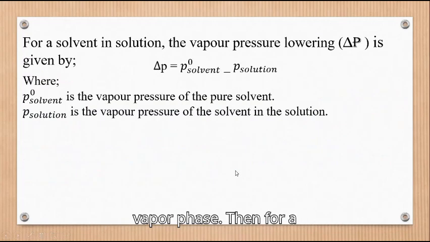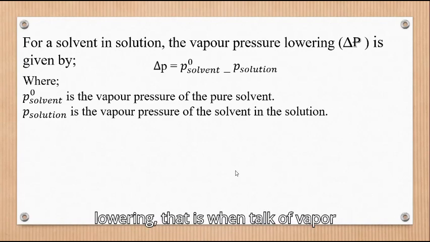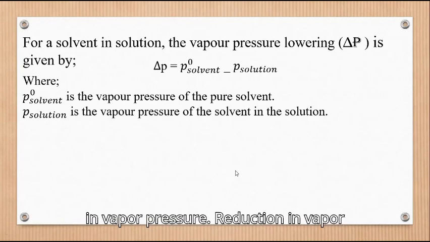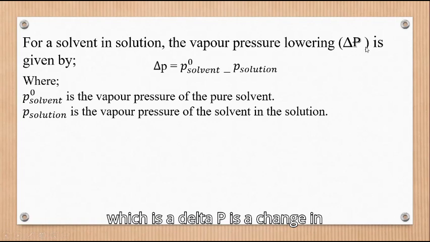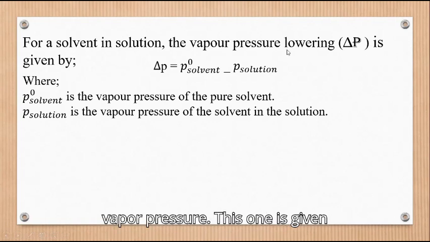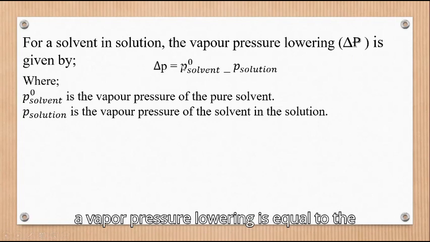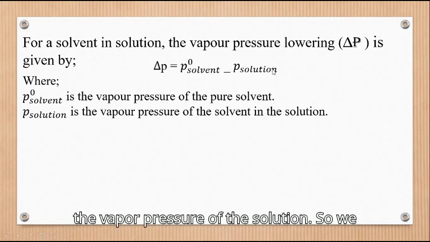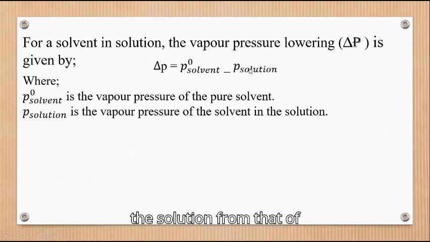Then for a solvent in solution, when we talk of vapor pressure lowering, that is a change in vapor pressure, a reduction in vapor pressure, which is the same as delta P. Delta P is a change in vapor pressure. This one is given by the formula: delta P, the vapor pressure lowering, is equal to the vapor pressure of the pure solvent minus the vapor pressure of the solution. So we always subtract the vapor pressure of the solution from that of the solvent.